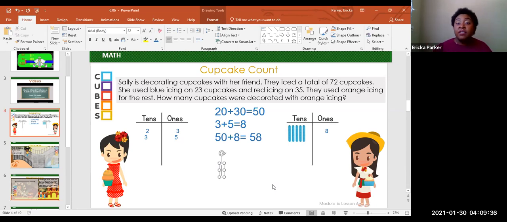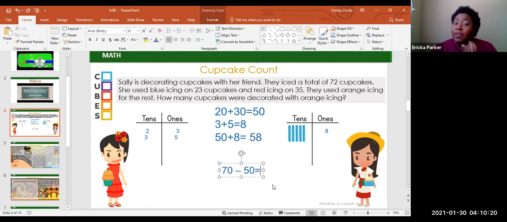Now that we're using the 10s and the ones, how many 10s are in 72? 70. It equals 70. So that equals 70. Minus how many already blue and red iced cupcakes are there? There are 58. So how many 10s are in 58? 5. So that makes 50. All right, so we're working the problem. We're working it.